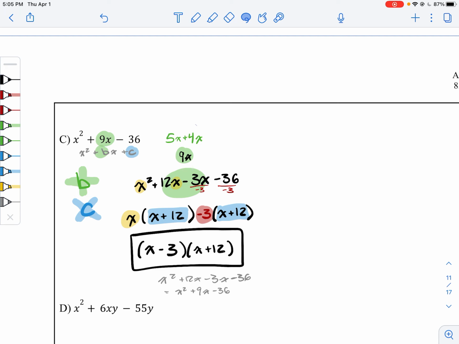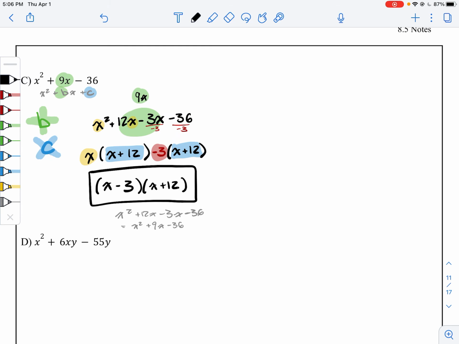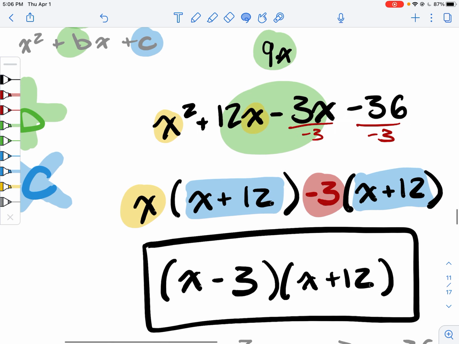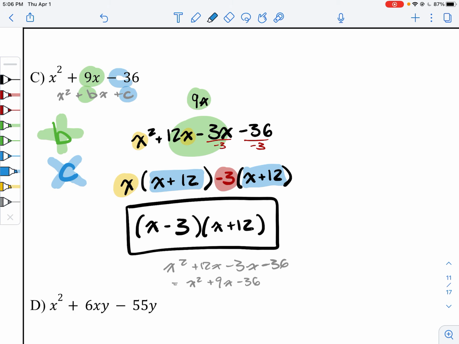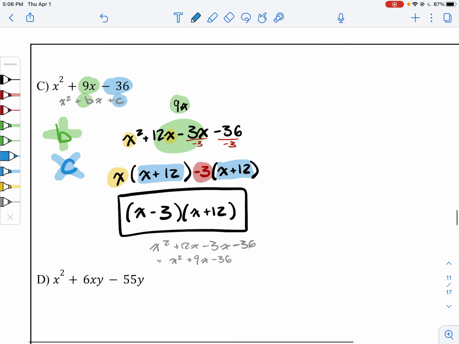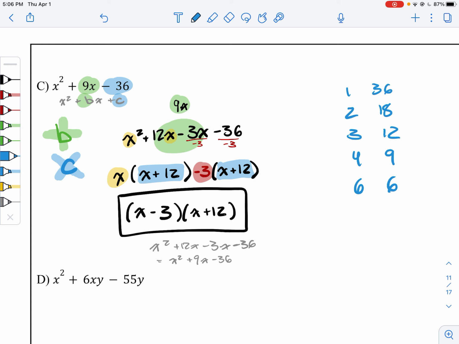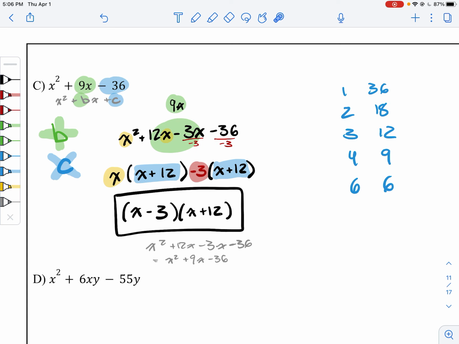So if this way is confusing for you and you don't want to do it, that's fine, because guess what? The box still works. So you can still try to figure out that way. Or the adding to b, multiplying to c method still works. So here our c was negative 36. If you wanted to figure out what multiplies to 36: 1 and 36, 2 and 18, 3 and 12, 4 and 9, 6 and 6, and then you keep going. 9 and 4, 12 and 3.